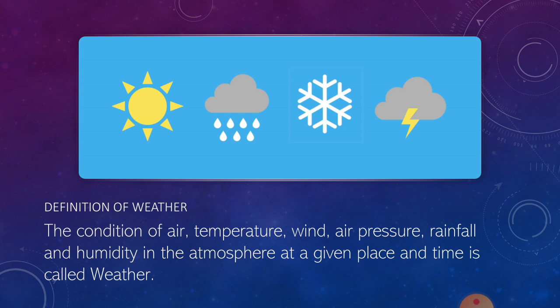Today we will be learning about weather. So, what do you think is weather? The condition of air, temperature, wind, air pressure, rainfall, and humidity in the atmosphere at a given place and time is called weather. To simplify, first look outside.